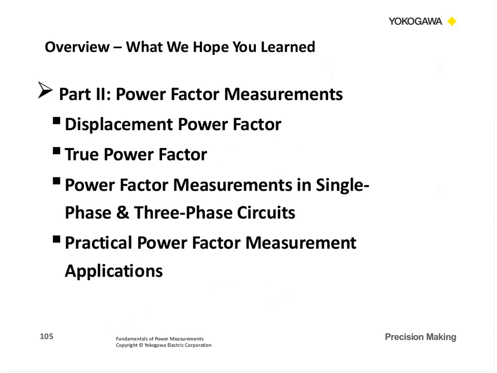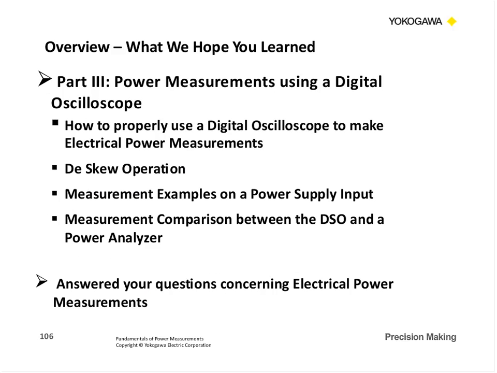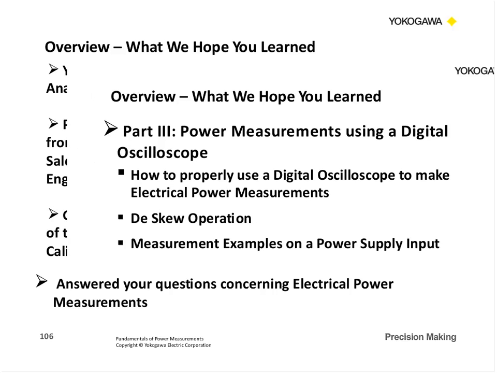Then we got into power factor measurements, the displacement power factor and true power factor, and the difference between them. Gave you a couple examples of single phase and three phase measurements and a couple of practical applications. Then we talked about using our digital oscilloscope, how to properly use it, and the D-skew operation, and the examples on the power supply, and the comparison between the DSO and the power analyzer. So hopefully we've answered these questions for you on electrical power measurements.